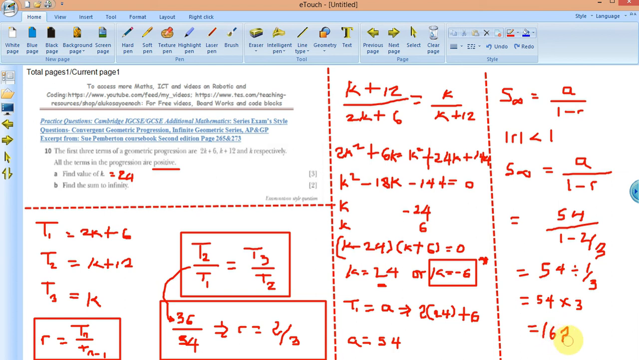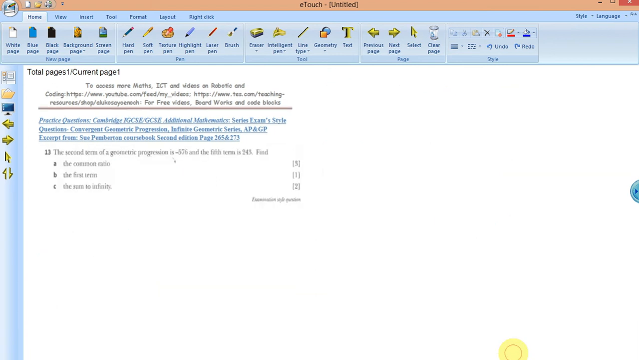So don't forget that anytime you want to find the sum to infinity, it is such that the sum to infinity converges on a finite number. So it's a real value. You should get a real value. Okay, so that's the answer, guys. Let's go to the next question, guys. Here is the next question.